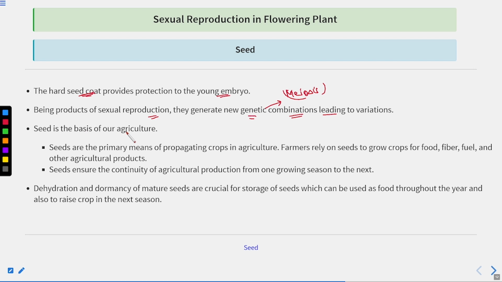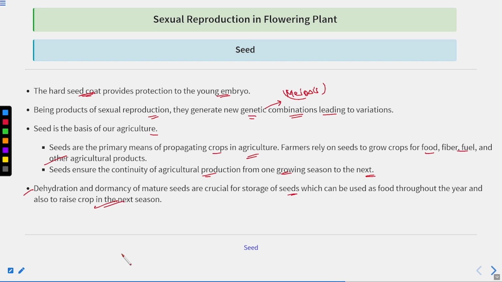Now, seed is the basis of our agriculture. Seeds are primarily the means of propagating crops in agriculture, and farmers rely on seeds to grow crops for food, fiber, fuel, as well as other agricultural products. Clear? Why is the seed the basis of agriculture? Because they are the means of propagating crops. The seeds also ensure the continuity of agricultural production from one growing season to another. Next is dehydration and dormancy of the mature seeds. These are crucial for the storage of the seed, which can be used as food throughout the year and also to raise the crop in the next season.